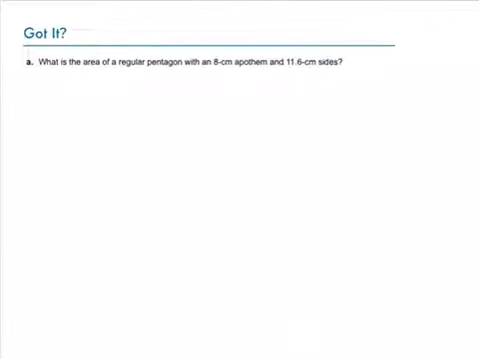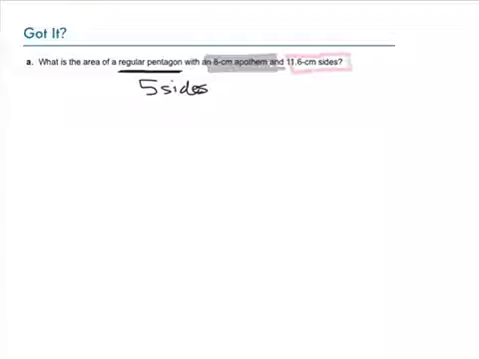Okay, guys, so here is a little you-try problem. We're going to try this one together. This time it's a regular pentagon, so I know that means it's got 5 sides. It says that the apothem is 8 centimeters, so we got the apothem. And it also says that the sides are 11.6. So we have all the information we need.